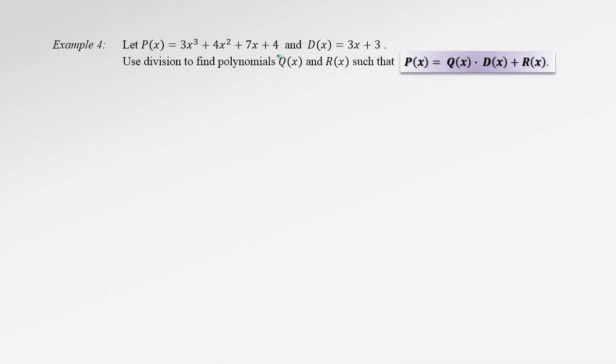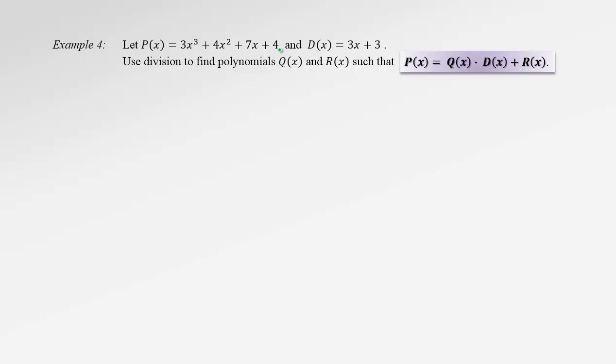Let's look at this example. We have two polynomials that are called p of x, third-degree polynomial, and d of x, first-degree polynomial. Use division to find polynomials q and r such that p of x can be expressed as q times d plus r. I hope you can guess why I chose those letters q, d, and r. Q stands for quotient, d stands for divisor, and r stands for remainder.